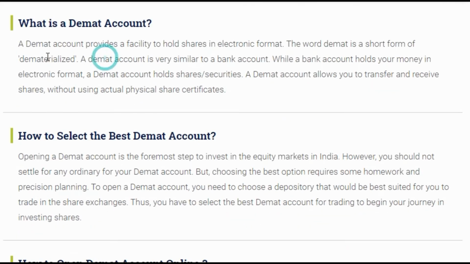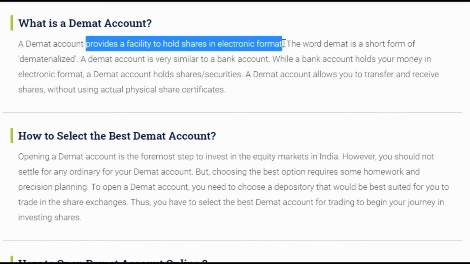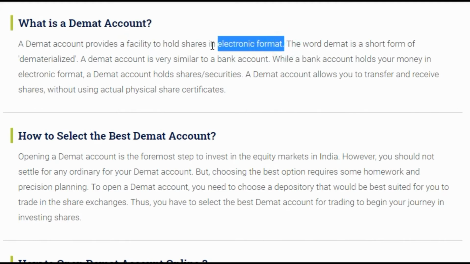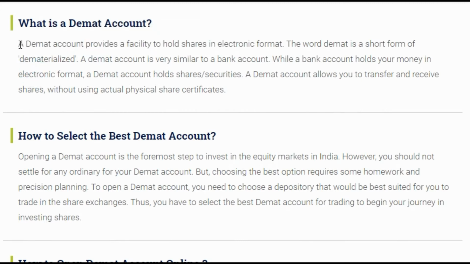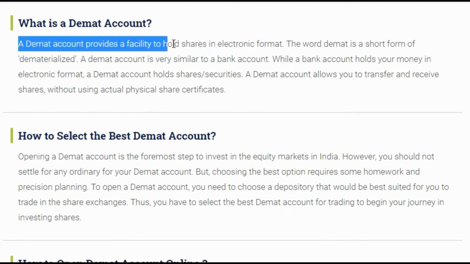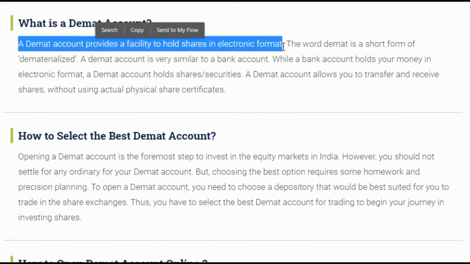Now, what is a Demat account? A Demat account provides a facility to hold shares in electronic format. Simple. So earlier, if people used to buy shares, they used to get a share certificate, a physical document which proved that they have a share. Now, you do not require any physical proof. You need a Demat account. It will hold your shares in electronic format. You can see the number of shares on your mobile phone, on your email, on the online application.